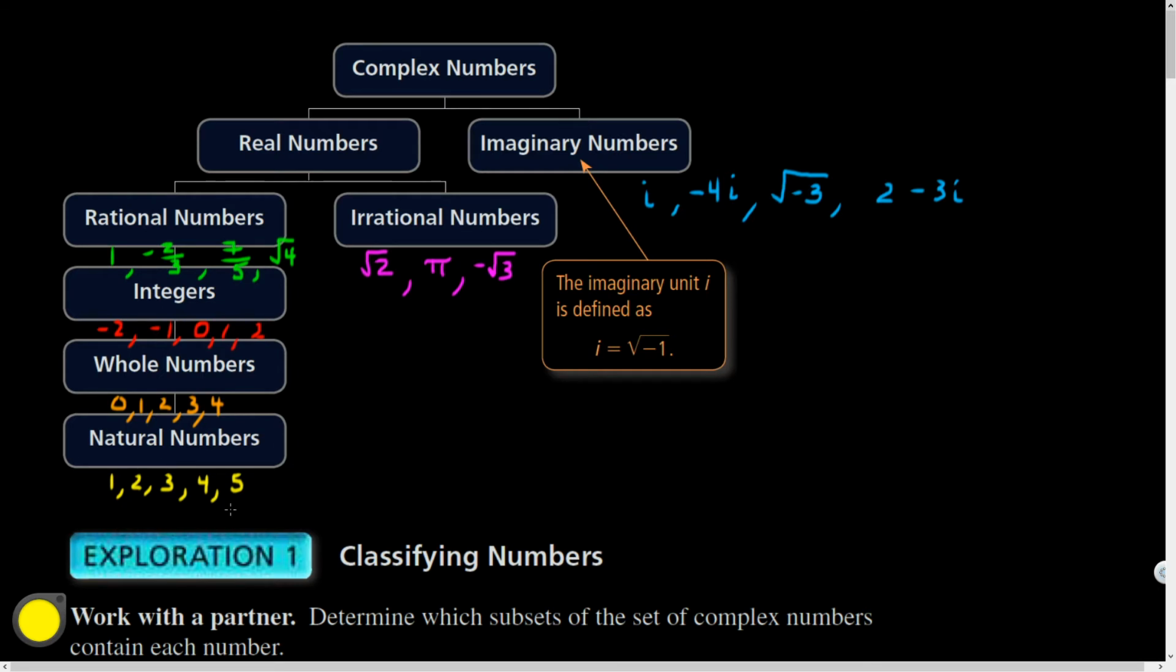The natural numbers are the counting numbers, the ones that you started with: 1, 2, 3, 4, 5, etc. Then there are the whole numbers, and the only difference between these two is that the whole numbers include 0.